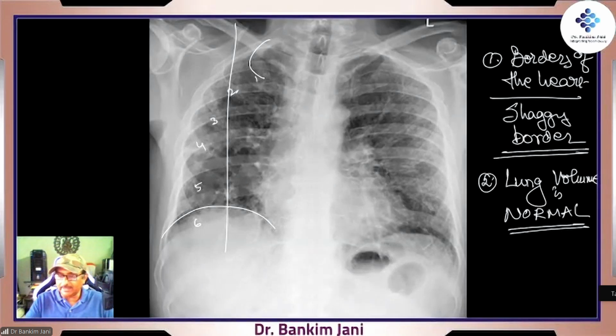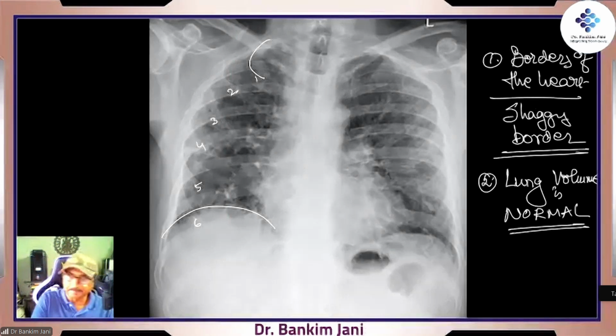These are the two major things: always try to pick up the findings. Don't try to jump to the conclusion, because as you start getting the findings, you'll come more and more near to the conclusion, more and more near to the diagnosis. So one thing is clear, that the border is shaggy, that is the hard border, but the lung volume is normal.